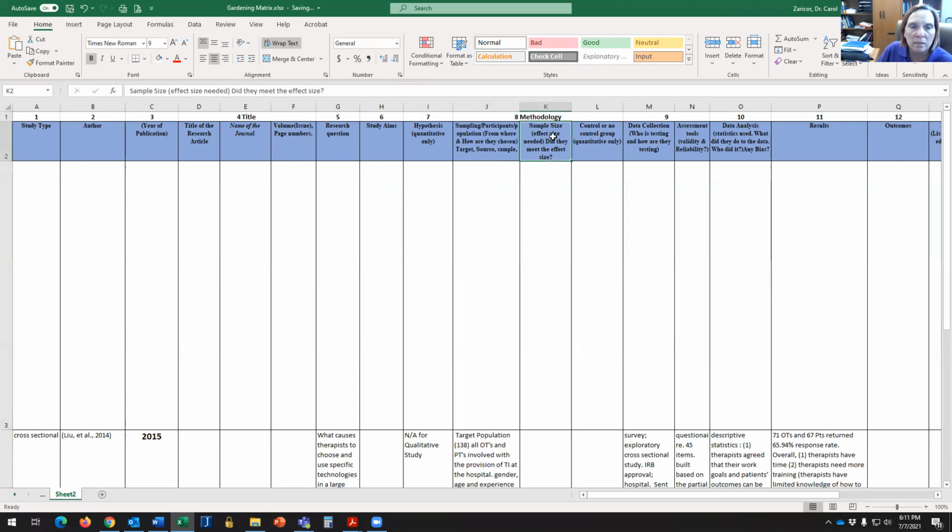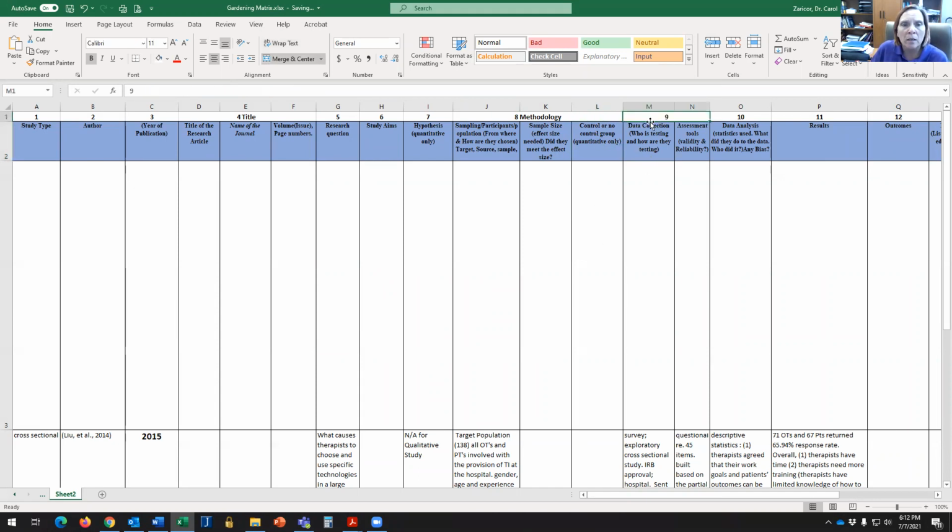Okay, and then the next is the sample size. What did the sample size end up being? What did it say the sample size needed to be in order for it to be clinically significant? And did they meet that? Did the study have that in there? Then the next is did they have a control or no control? And again, that's for quantitative only.